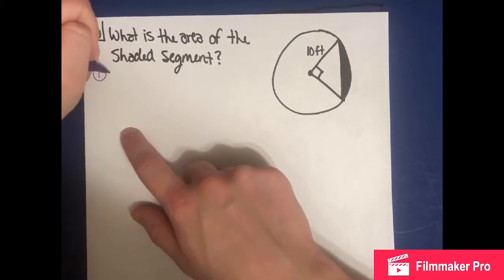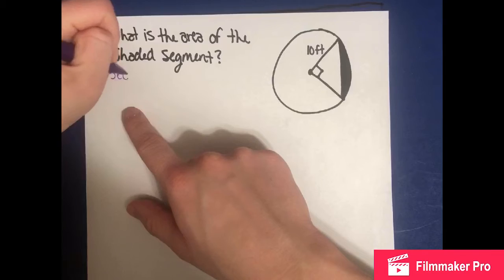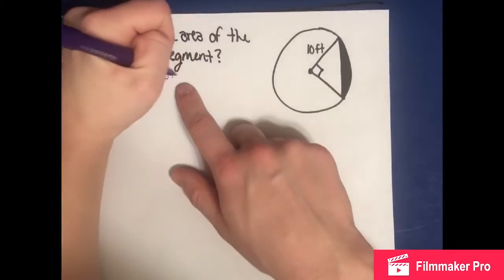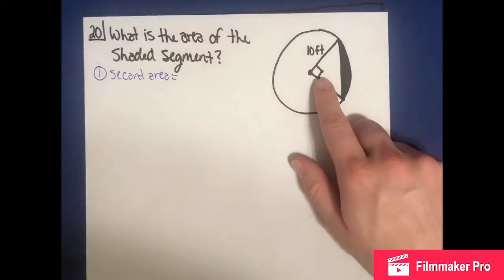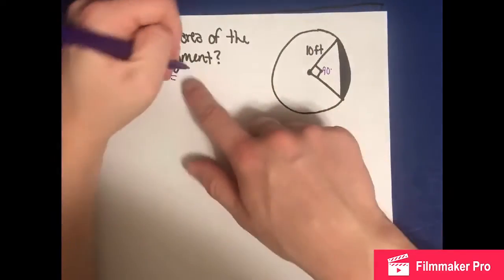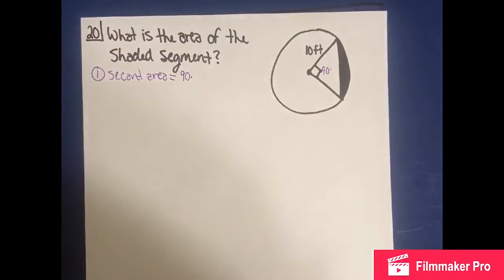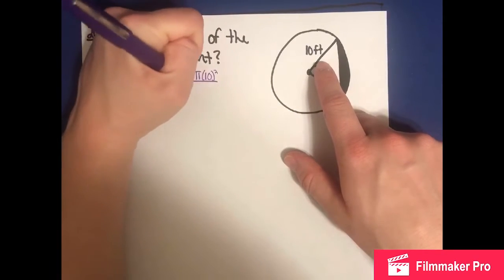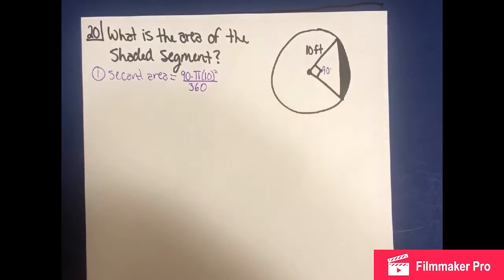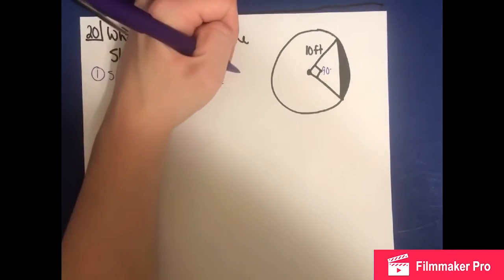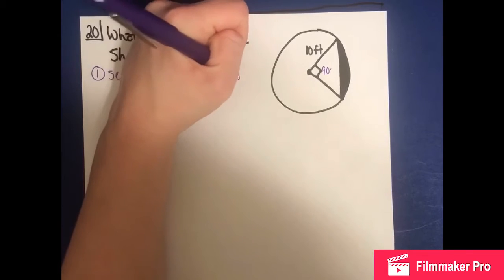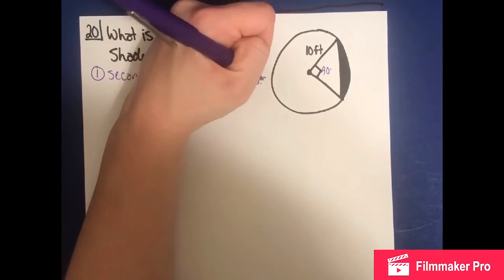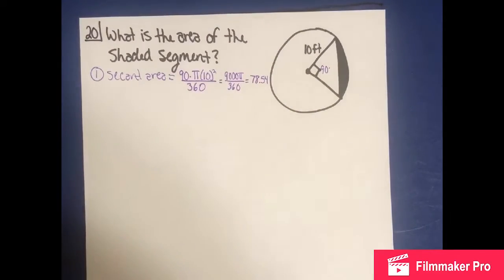So step 1 is going to be the sector area. And that here is going to be equal to, that is a 90-degree angle, so that's 90 times pi r squared, so pi, my radius here is 10, so it's 10 squared over 360. I'm going to put that in my calculator. It ended up being 9,000 pi over 360, which is equal to 78.54. So that's my first step done.